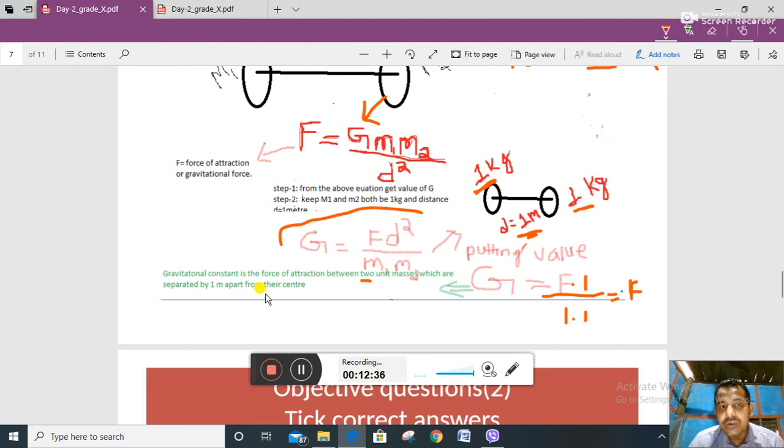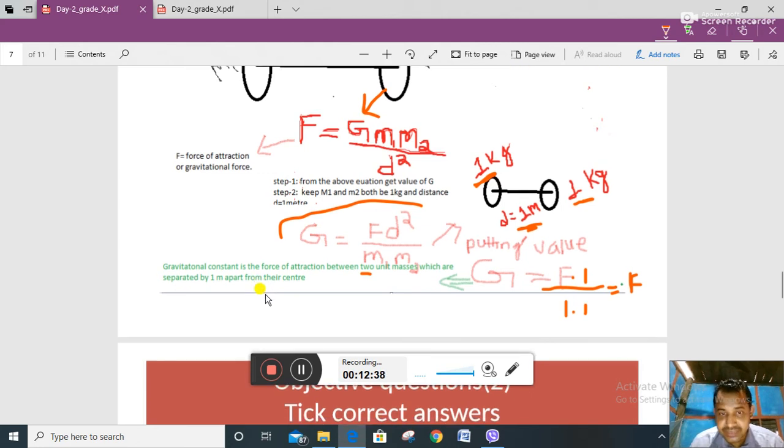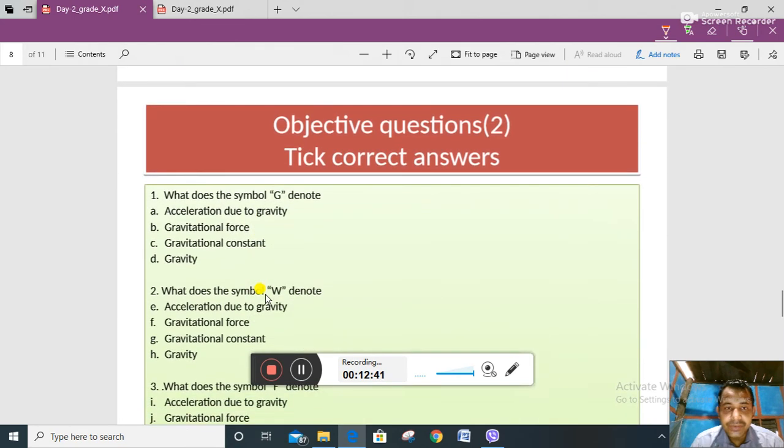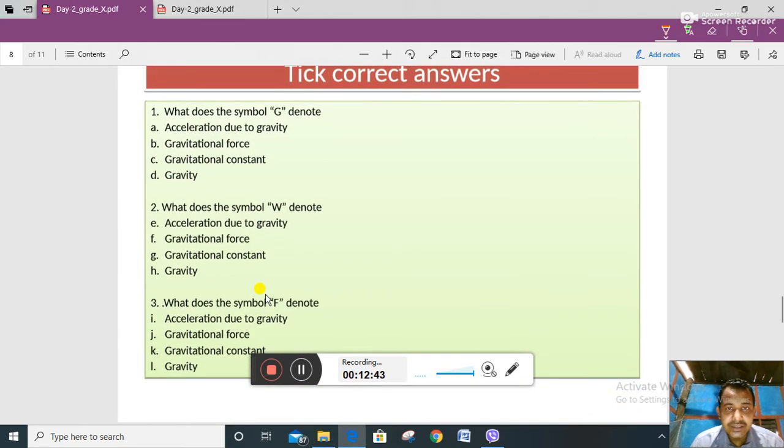Now this is how you are defining the gravitational constant. Now here are some objective questions. I think it will be quite an easy one. Capital G denotes the gravitational constant. Its value is 6.67 into 10 to the power minus 11 Newton.